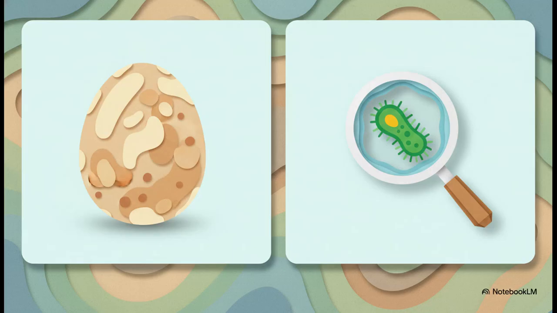Now, even though they share the same name, cells come in some amazingly different sizes. Get ready for a little scale shock here. The largest single cell in the world is an ostrich egg. It's a massive 170 by 130 millimeters, totally visible to the naked eye. But on the complete opposite end of the spectrum, the smallest cell is a type of bacteria known as PPLO. It's just 0.1 to 0.5 microns. The size variation in the cellular world is just, honestly, staggering.